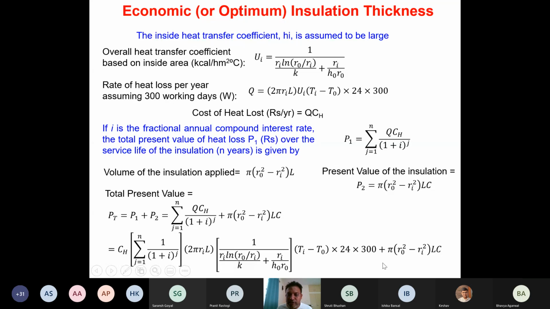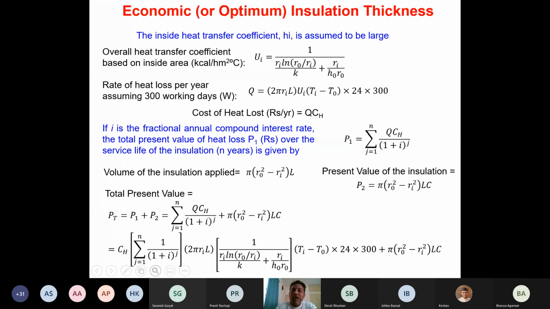So this first factor is going to give me P1, that is the present value of the cost of heat loss over the n years, plus the insulation cost, that becomes pi (R0 square minus Ri square) into LC.